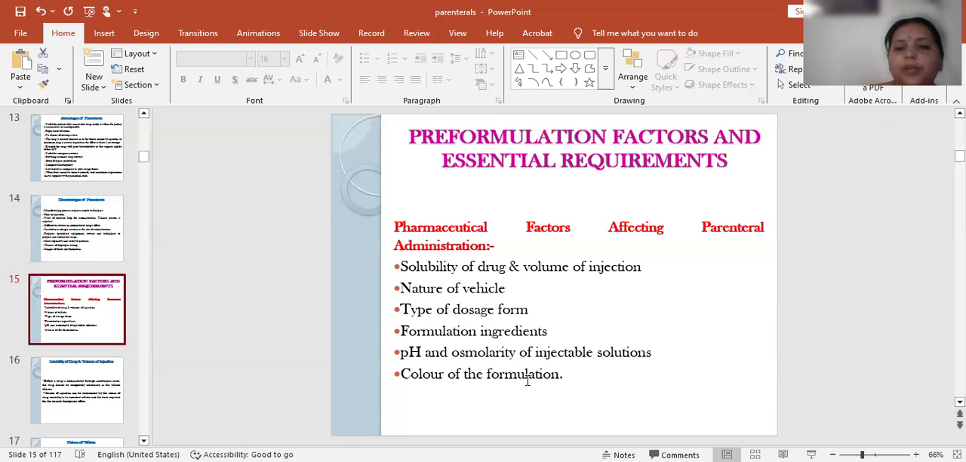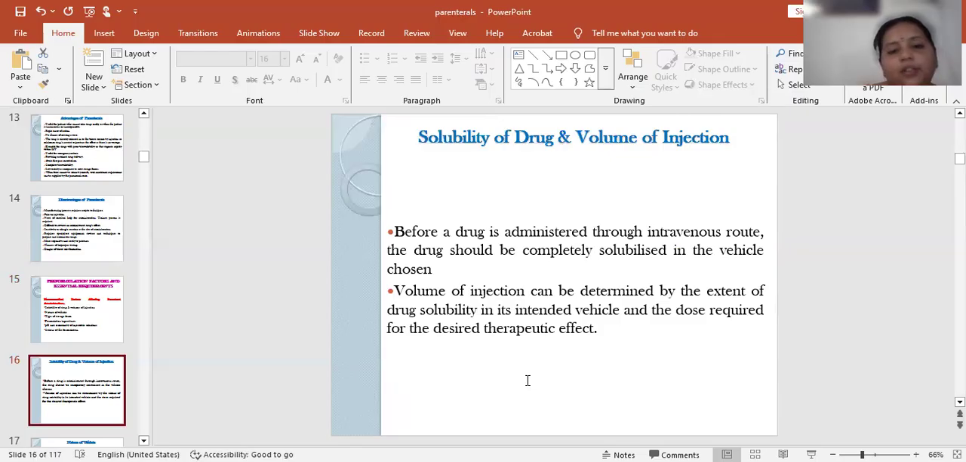And coming to the pre-formulation factors and essential requirements. Pharmaceutical factors affecting parenteral administration are solubility of the drug and the volume of injection. It mainly depends on the nature of the vehicle, types of dosage form, formulation ingredients, pH and osmolarity of injectable solutions, and color of the formulation. First, we come to the solubility of the drug and volume of injection.